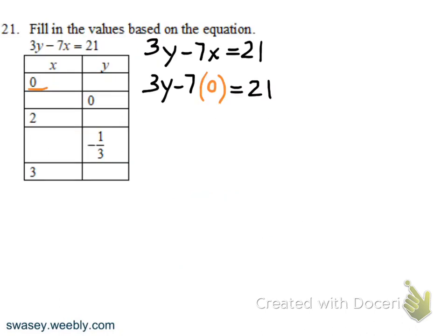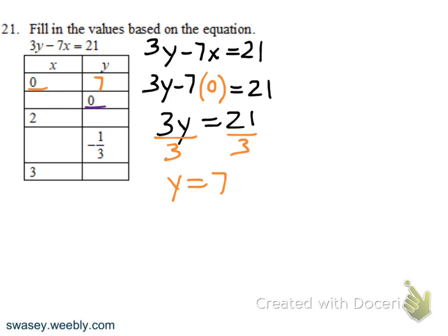Kind of a funky setup here. Notice that the x is coming second in the equation. So this is not like standard form or anything. Substitute in 0. 0 times negative 7 is 0, so we don't have to write it. So we have 3y equal to 21. We'll divide both sides by 3. And so y is 7. So when x is 0, y is 7.